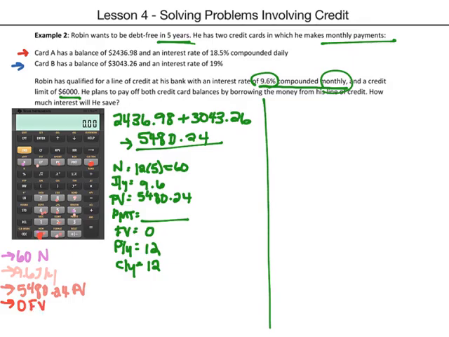Now we need to get to our compounds per year, so we're going to hit second function IY to take us to our PY screen. Then we are going to hit 12 and then enter. I'm running out of room. Then we're going to hit up to get to CY, and then we're going to hit 12 and then enter again.